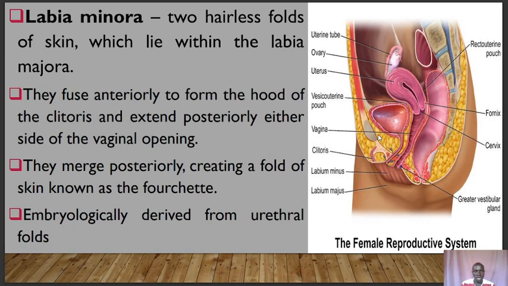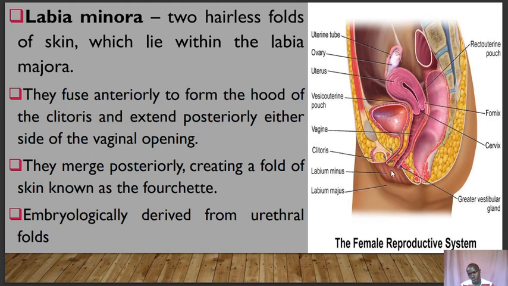Labia minora, these are two hairless folds that unite posteriorly to form the fourchette, and they also fuse anteriorly to form the hood of the clitoris and extend posteriorly on the side. They emerge posteriorly, creating a fold of the skin called the fourchette that you have already mentioned, and embryologically they are derived from the skin folds.